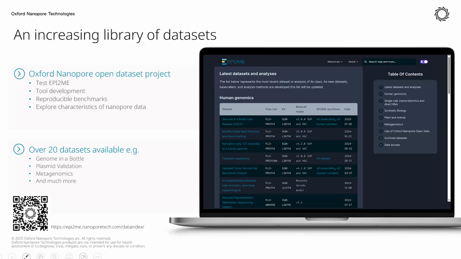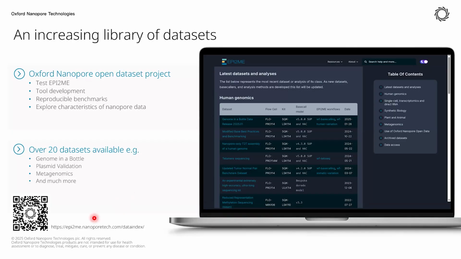Some of the workflows, some of these samples, I should say most of them, were base called with both high accuracy and super accuracy models. So you can download either the raw data in POD5 format, the BAM or FASTQ files that are already base called, and for some of these data sets, we've run the samples through our workflows.